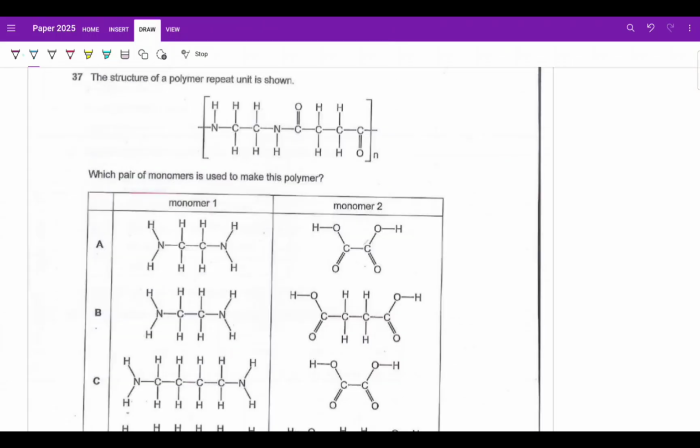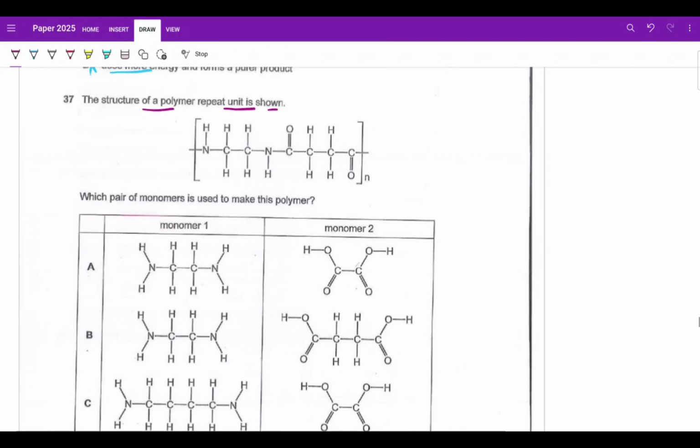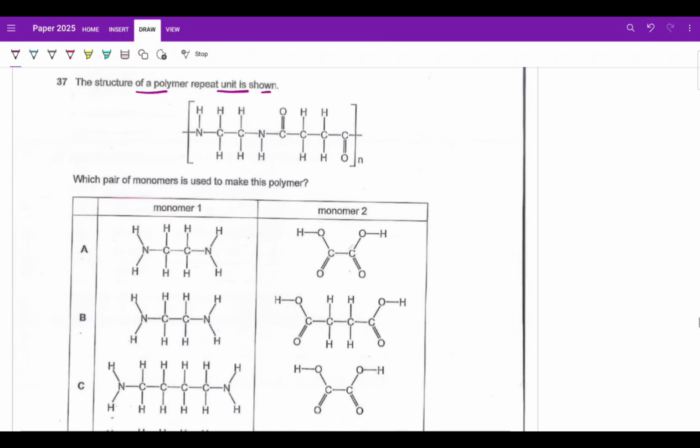The structure of a polymer repeat unit is shown. A repeat unit of a polymer is shown. Okay, I can see this unit of the polymer. This is an amide group, NHCO. And we have a repeating unit of this. One repeating unit is this, and another repeating unit is this.